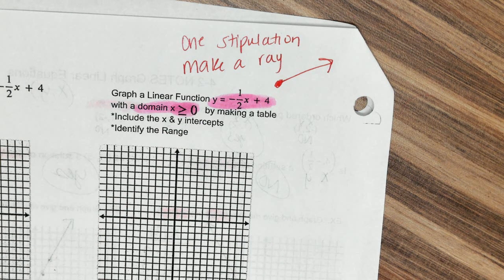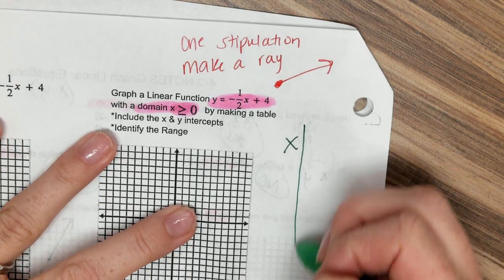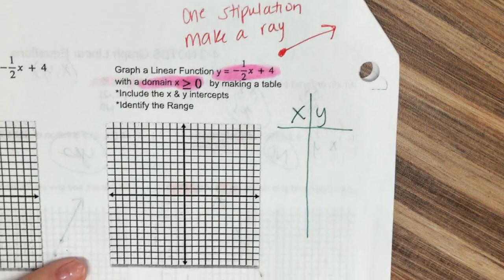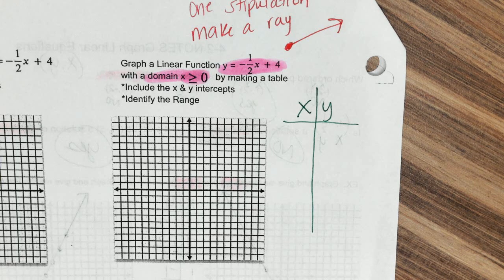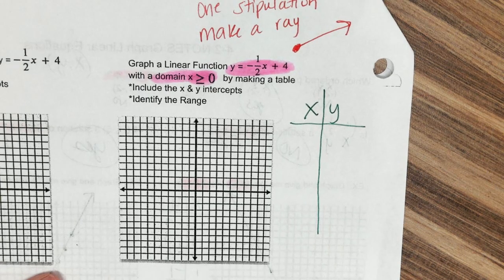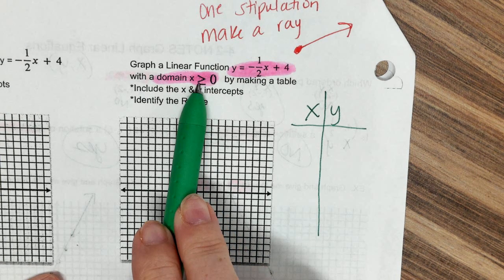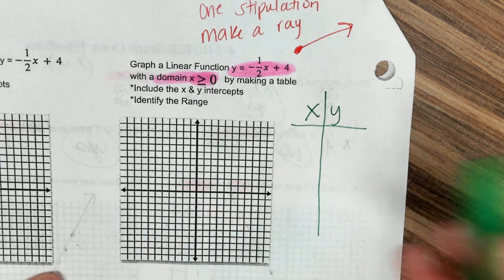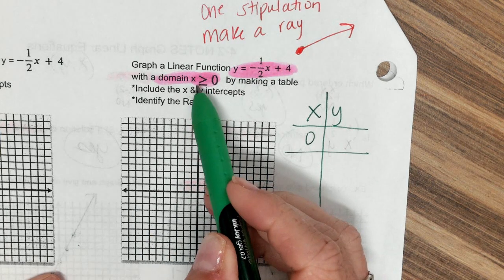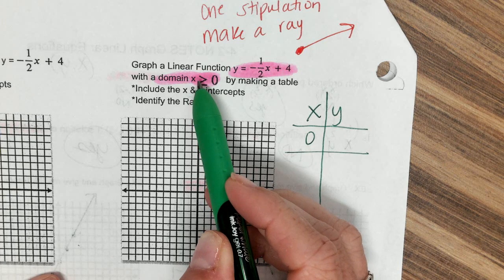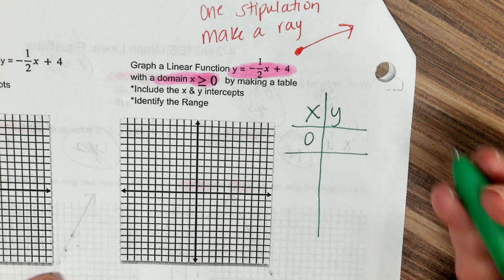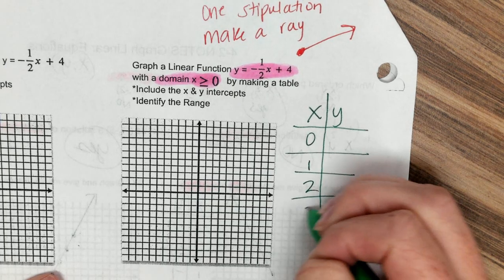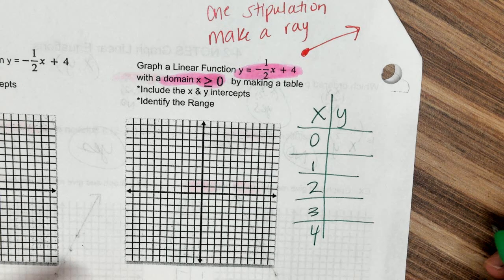Okay, so here's how you're going to do it. You're going to make your table. This is the most important part. You need to listen to this part. You don't get to pick these numbers this time. This picks them. What is it telling you to start with? 0. And then from there, are we going to go up or down? Up, because it's greater. So I'm going to have 0, then I'm going to have 1, 2, 3, 4, whatever you want. You could keep going, you could go less or more, whatever.